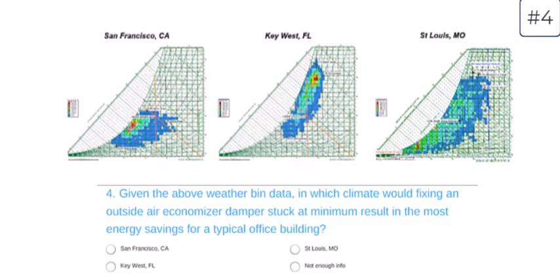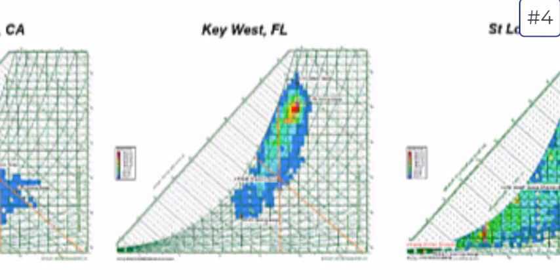Question 4 has weather bin data plotted on a couple of psych charts for these very different climates, and is asking, if we fixed a broken outside air economizer damper stuck at minimum, where might we expect the most energy savings for something like an office building? The answer is actually San Francisco, even though it's the least extreme climate of the three. To understand this, let's look at the most extreme climate, Key West, Florida, and try to plot the airside economizing process on the psych chart.